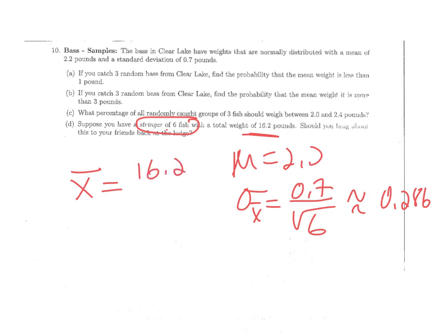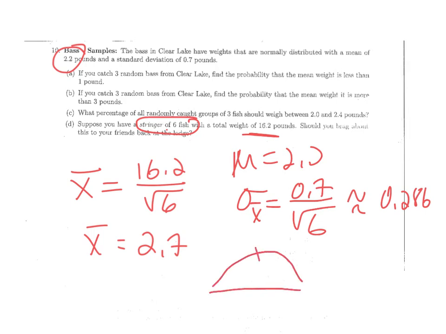So 16.2 divided by the square root of 6, right? I did that earlier and I got 2.7 pounds. So the average for those 6 fish is 2.7 pounds, which is more than 2.2. Is it far enough away to say that something is going on, or is it just not an unusual amount?